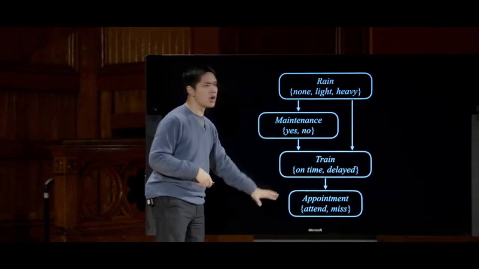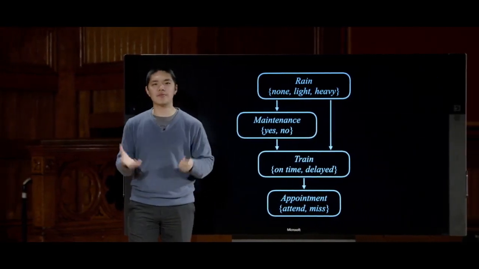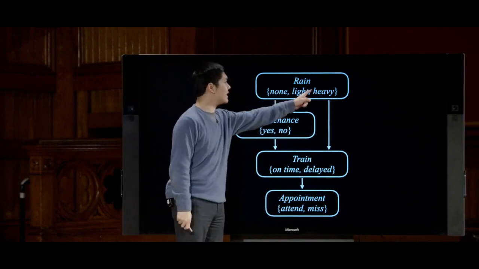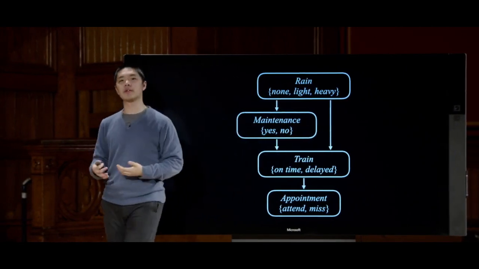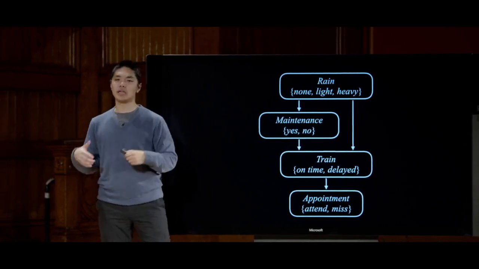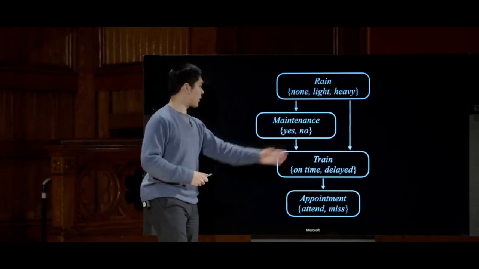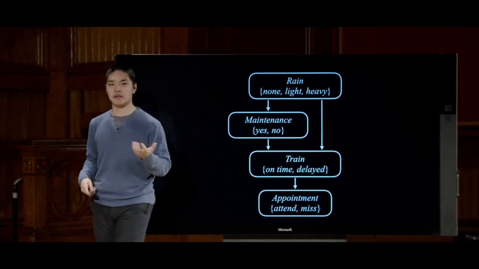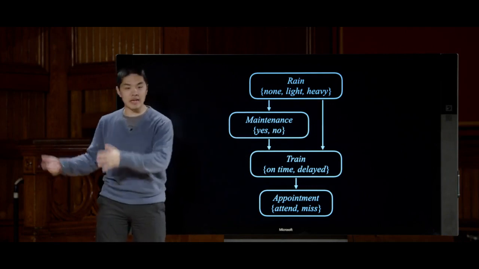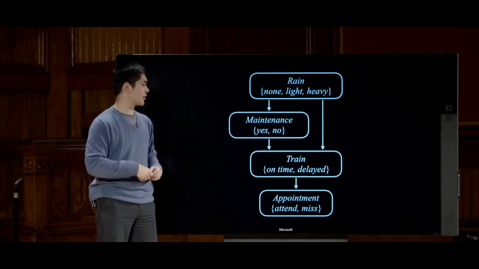Here I have 4 nodes representing 4 random variables that I would like to keep track of. I have one random variable called rain that can take on 3 possible values in its domain, either none or light or heavy, for no rain, light rain, or heavy rain. I have a variable called maintenance for whether or not there is maintenance on the train track, which has 2 possible values, just either yes or no. Either there is maintenance or there's no maintenance happening on the track.